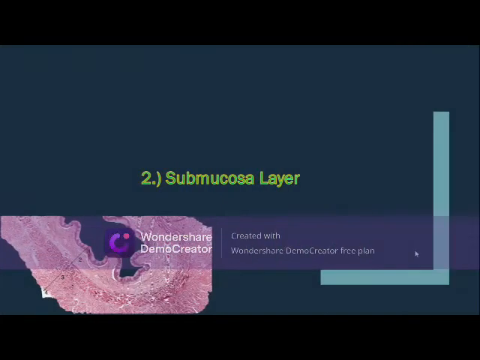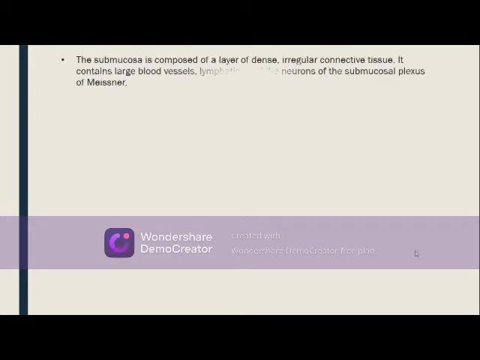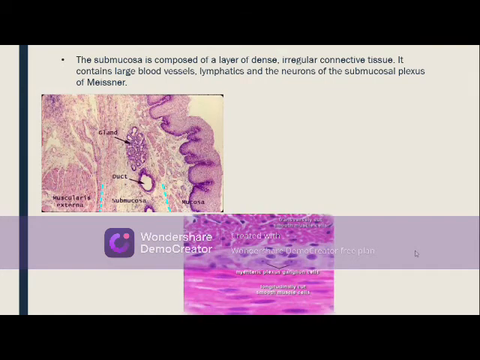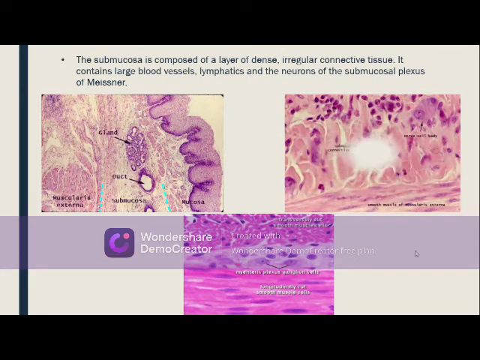Alright, our next layer is submucosal layer. This is composed of a layer of dense irregular connective tissue. It contains large blood vessels, lymphatics, and the neurons of the submucosal plexus of Meissner.